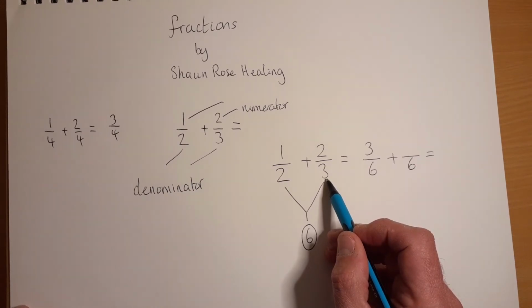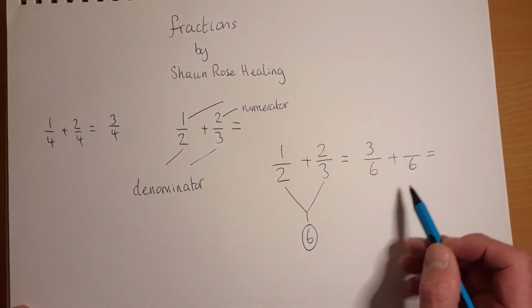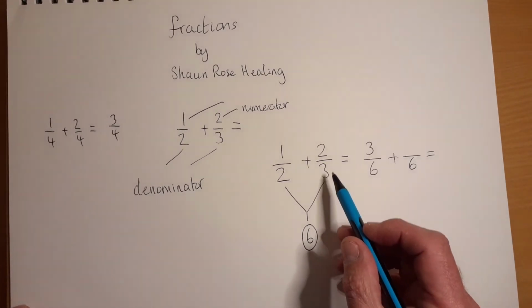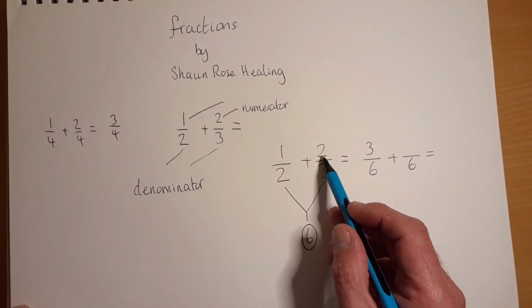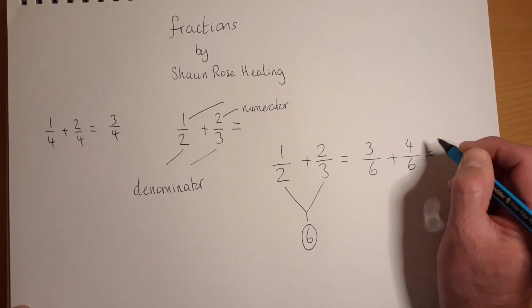This one, how many 3's into 6? It goes twice, so the number is 2. Remember what we do to the bottom, we do to the top. So 2 times 2 is 4. That's that complete now.